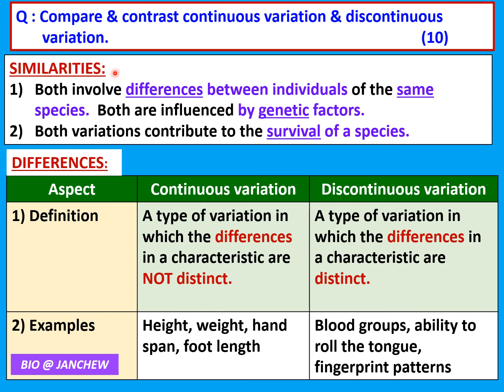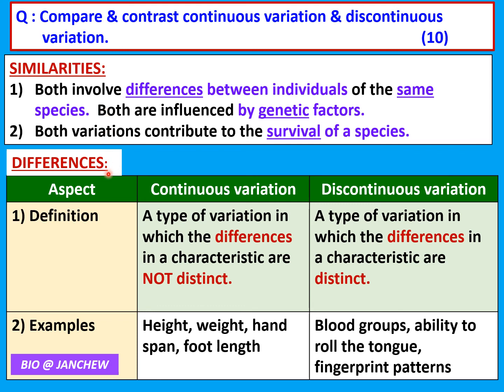Right. The similarities. Both involve differences between individuals of the same species. Right? You must have the word differences and same species. Then both variations contribute to the survival of a species. And another point is that both types of variation are influenced by the genetic factor. Okay, that means there are genes that can affect that characteristic.